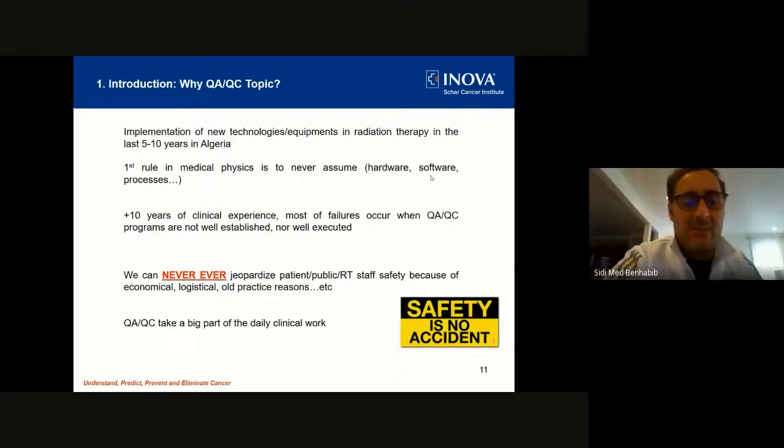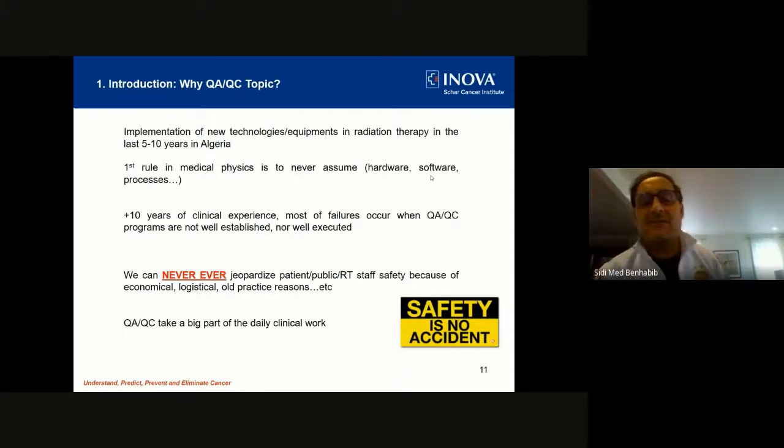Honestly, in my 10 plus years of clinical experience, I've seen that most failures occur when QA is not done, when there are no QA procedures, no QA program established, or maybe there is a QA program established but not well executed. QA honestly plays a big role in our day-to-day work. Basically, I would say 70% of our work every day is QA and QC. We verify the patient plan, the radiation plan, and make sure all the doses are good.